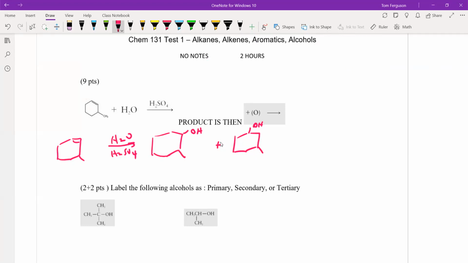Okay. Now, that OH is a secondary alcohol. Secondary alcohols get oxidized to ketones. So every time we have an OH, we're going to end up with a ketone.